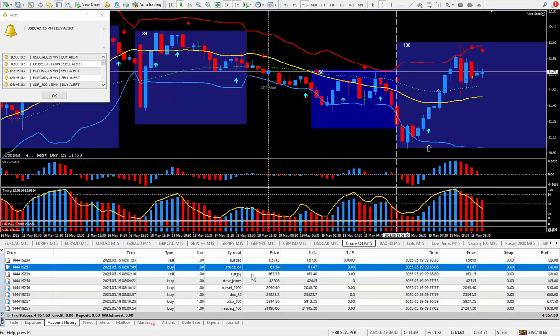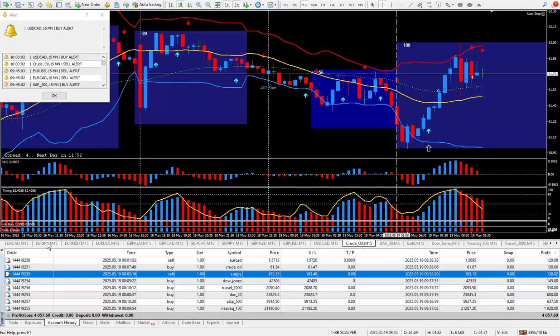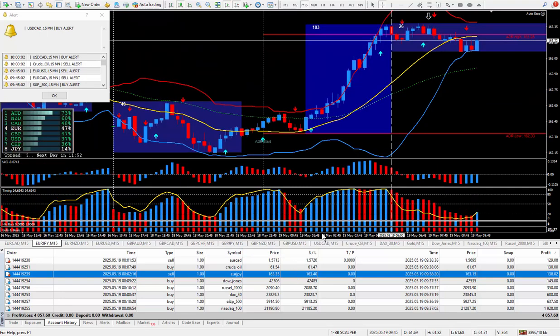Moving right along to the next trade I did, Euro Yen. Let's drag and drop this up. This is the other one that I sold.